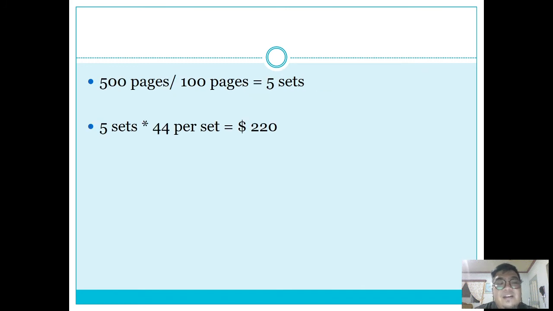So, 5 times 44. Again, yung shortcut na tinuro ko dun sa previous video natin, 44 multiply by 5, ano yung kalahati ng 44? Diba? It's 22. And then, you add 0 to 22.